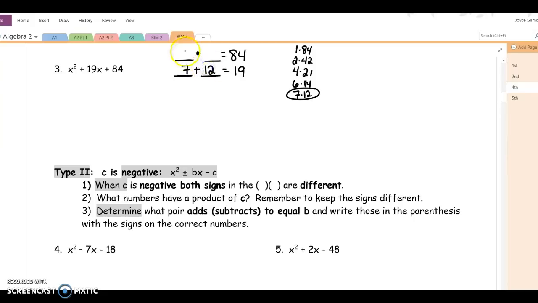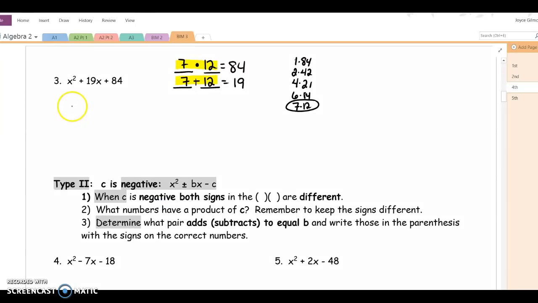7 plus 12 is 19, and 7 times 12 is 84. It is important to note, you have to have the same pair of numbers. You can't use two different pairs of numbers. That kind of defeats the purpose. So because our numbers are 7 and 12, our factored form is x plus 7, x plus 12.